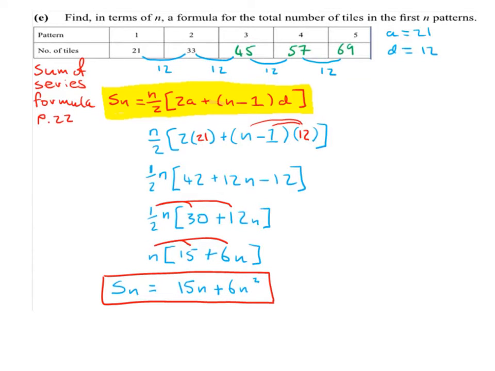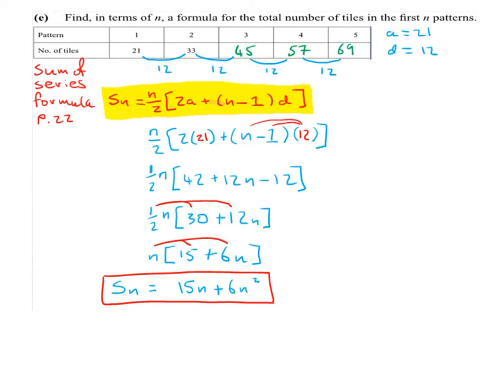So we need to figure out what the a is and what the d is. The a represents the first term, so the first term is 21, so a is equal to 21. And the d represents the common difference, so 12 is going to be the common difference. So we swap the a for 21 with brackets around it and the d for 12 with brackets around it. We do not know what the n is because we want a formula in terms of n. We want n in our formula.